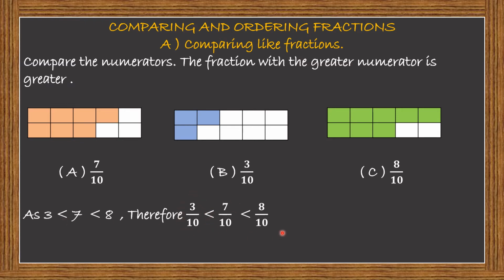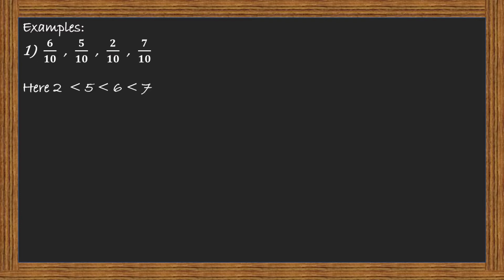Okay, let's move ahead. Now we have to see certain examples. Here the fractions are 6 upon 10, 5 upon 10, 2 upon 10 and 7 upon 10. Again all the denominators are the same, hence it is a like fraction. So how will you represent this? 2 is less than 5 is less than 6 is less than 7. We have compared the numerators, so we can conclude our answer.